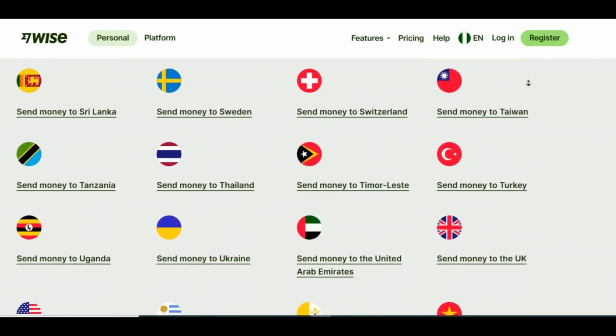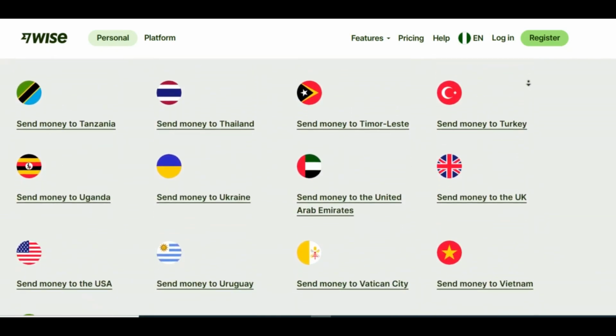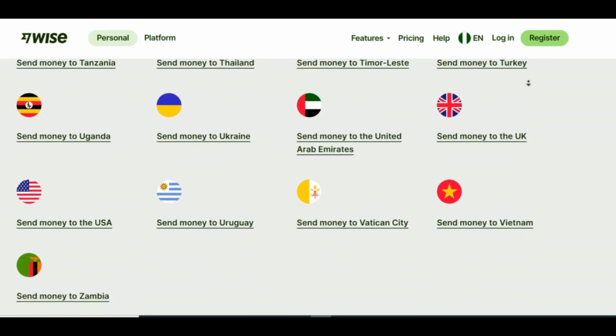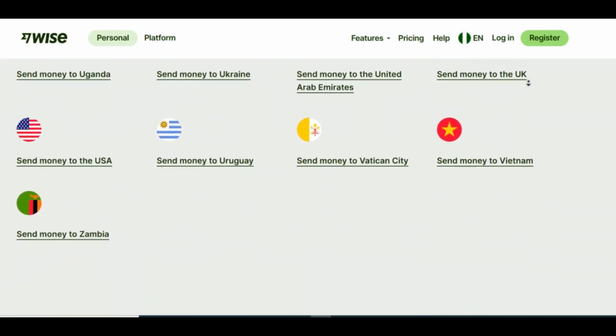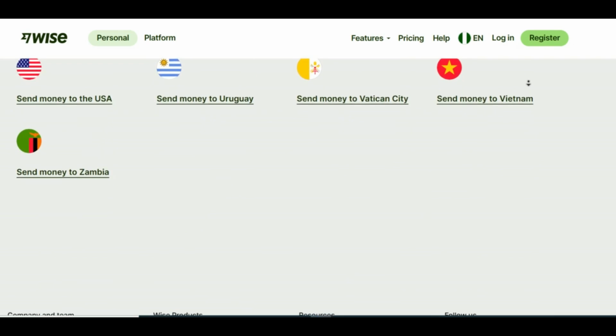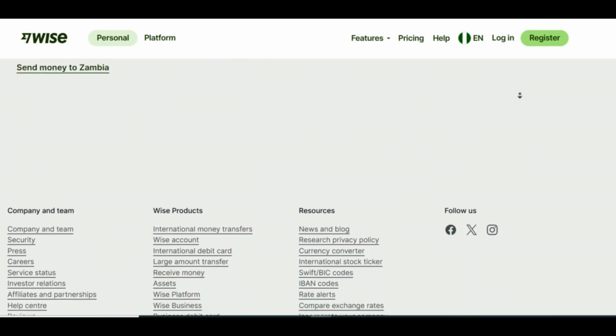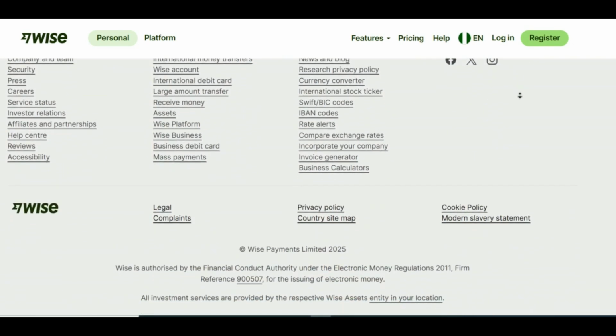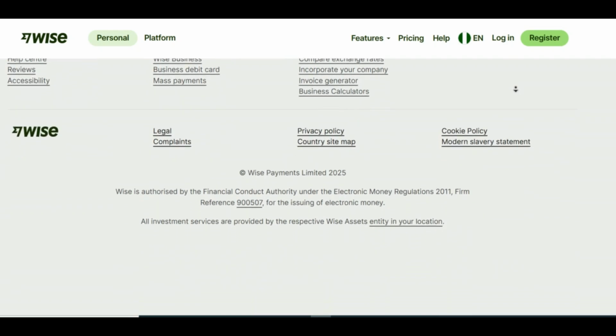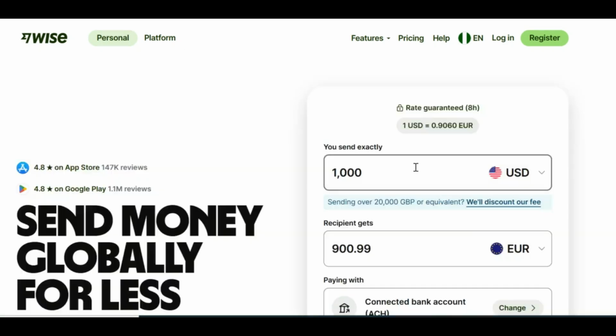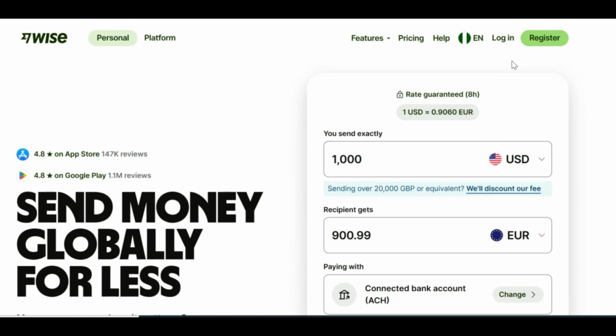Transfer speed. PayPal transfer speeds can vary depending on the destination and payment method. Some transfers can be completed within minutes, while others may take several business days. Wise generally offers faster transfer speeds compared to PayPal, particularly for bank transfers. Many transfers are completed within 1 to 2 business days.